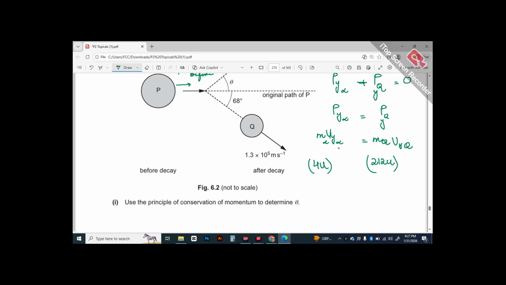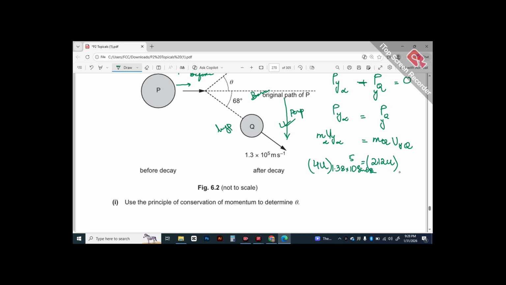Then we have the y component of alpha's velocity and the y component of Q's velocity. Q we have right here, so its y component should be this. Since we have an angle here, this is the hypotenuse, this right here would be the perpendicular and this would be the base. Knowing the resultant, which is the hypotenuse here, I can use sine. So we know Q's velocity is 1.3 × 10^5. Its y component would be this times sine 68.